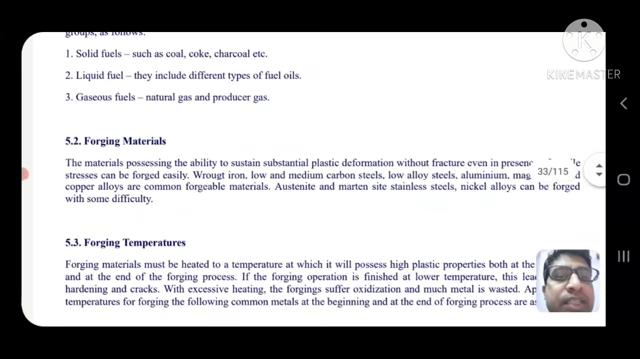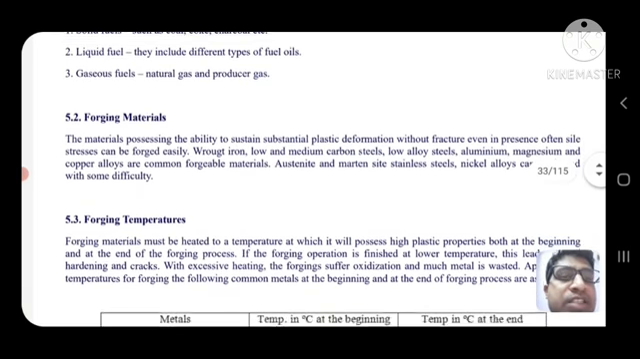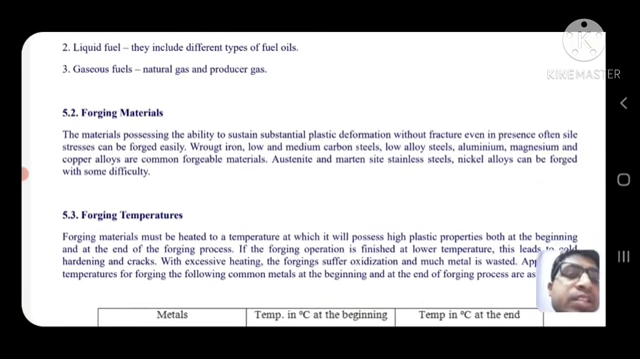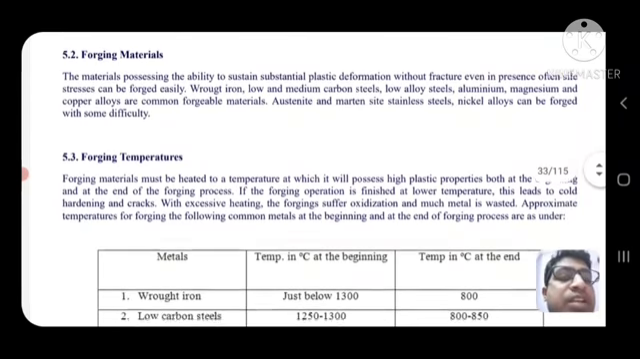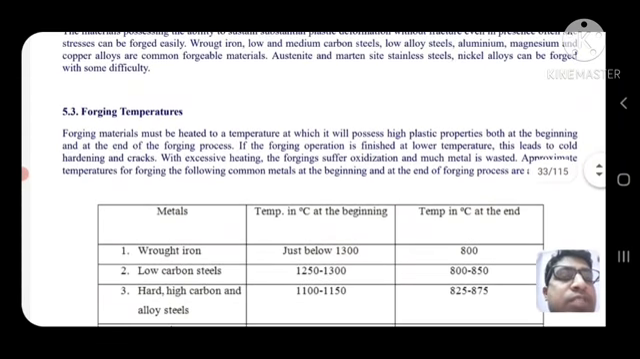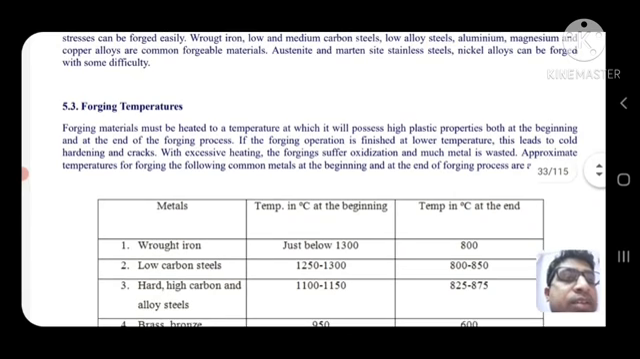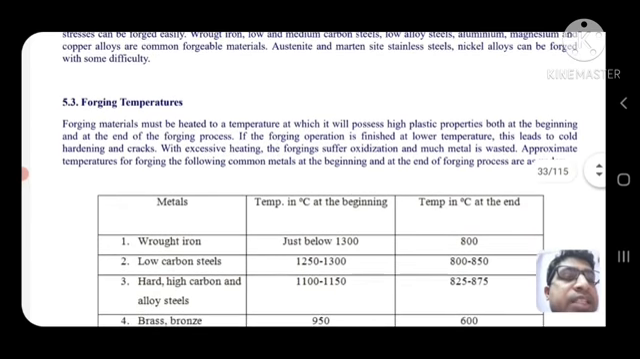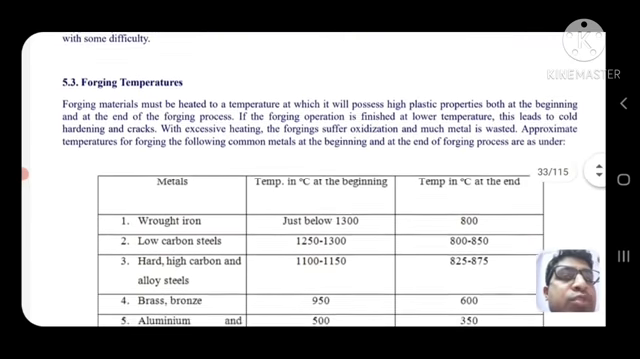Forging material. The material should possess the ability to sustain substantial plastic deformation without fracture, even in the presence of high stress, and can be forged easily. Wrought iron, low and medium carbon steels, low alloy steel, aluminium, magnesium, and copper alloys are common forgeable materials. Austenitic and martensitic stainless steel and nickel alloys can be forged with some difficulty.